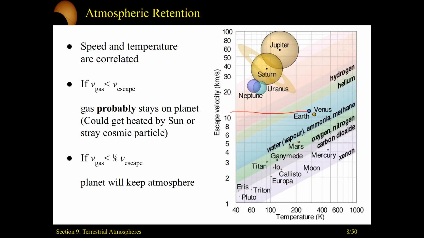So coming back to our points over here, right? If the velocity of gas is less than the escape speed, that gas will probably stay on the planet. It's not definitive. You can have stray instances of cosmic particles or solar radiation heating up those gas molecules just enough to get over the edge and escape. Now, to put a limit on it, how much slower than the escape speed do you need to be going? We say it's about a factor of 6. If the gas molecules are moving at about 1/6 of the escape speed of that planet, the planet will keep that gas in its atmosphere.